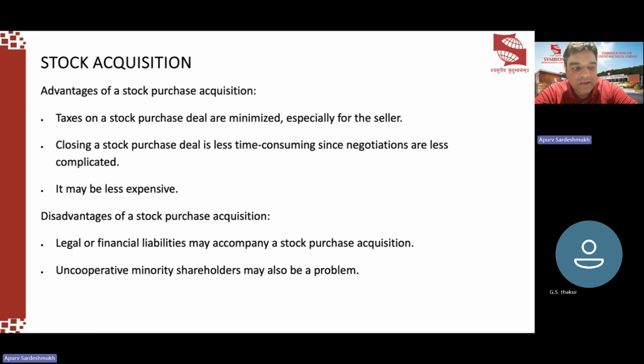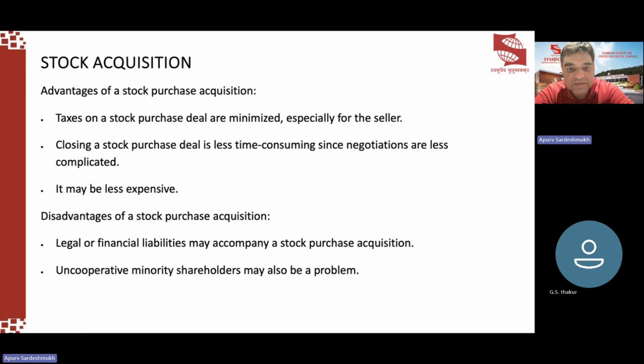The taxes are minimized, particularly if the stocks are held for more than a specified period of time, 1 year or 3 years, in which case it is called a long term capital gain, and the tax rates for long term are lesser. But in any case, whether it's a short term or a long term capital gain, the taxes on a stock purchase deal are minimized.